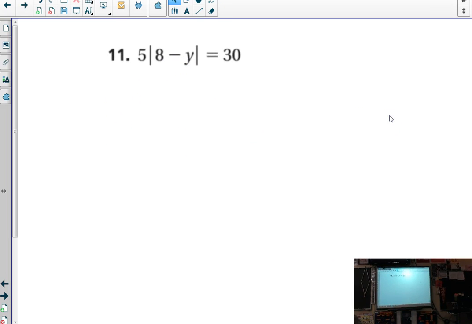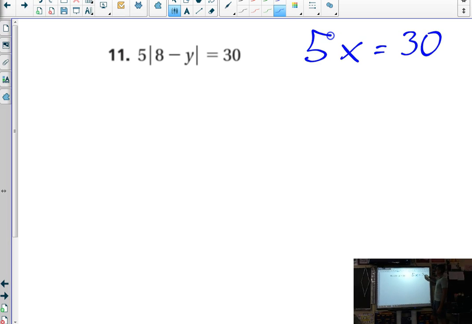So we have 5 times some quantity that has been made positive equals 30. Let's think theoretically for a minute. If I just said 5 times some number equals 30, what would you tell me? That number's 6, right? Most of us know that. That's all I'm saying over there. Except that number is more complicated than that. This is my that number.